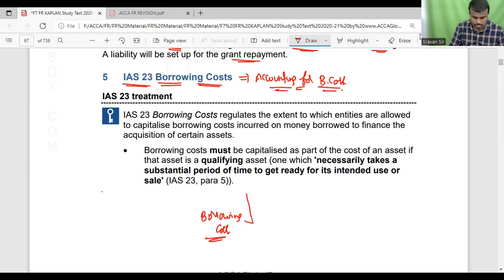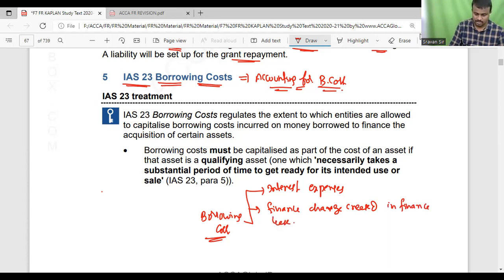So generally it includes interest expenses relating to the respective borrowing, and another one is any finance charge created in finance lease, and another one is any exchange differences created due to the changes in foreign exchange rates when we take the loan from the outsider.